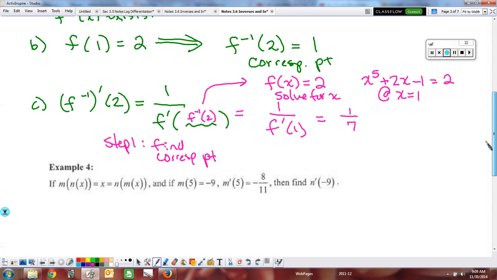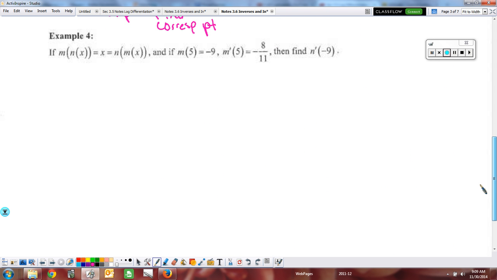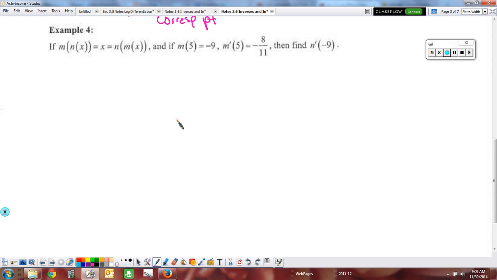Yes. So now let's come down and do example 4, just to show you some things that you might see. Notice that it's giving me this information right here. The reason that it's giving me this information is that the composition of m and n and n and m equals x, then m of x and n of x are inverses of each other. So this is one of those things that you just have to recognize, like in a multiple choice question. Oh, they're inverses of each other.